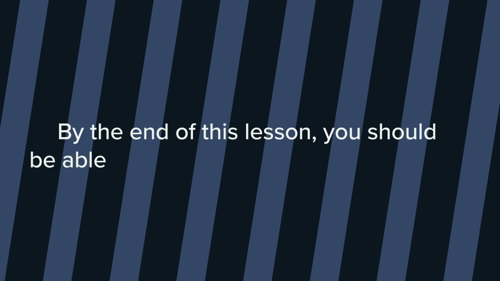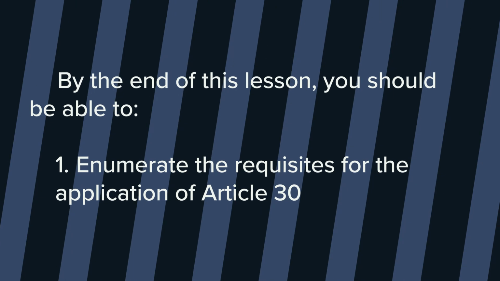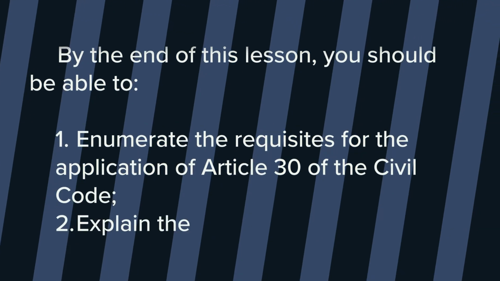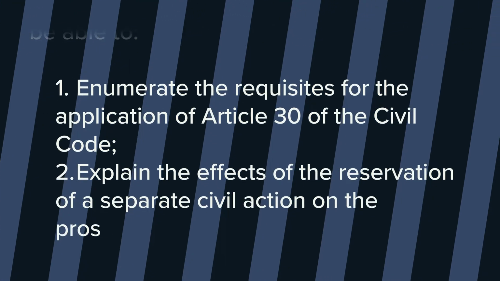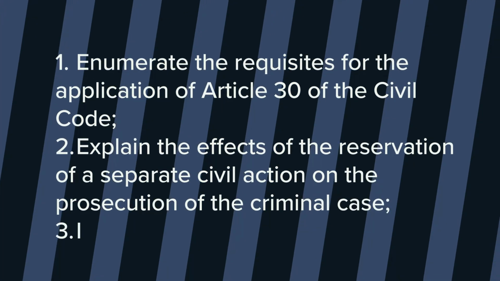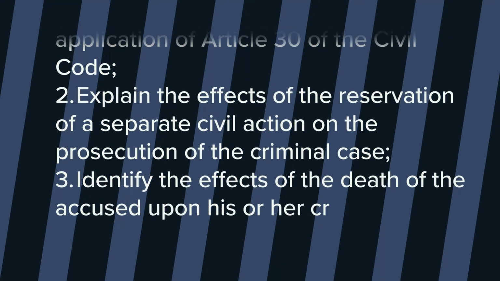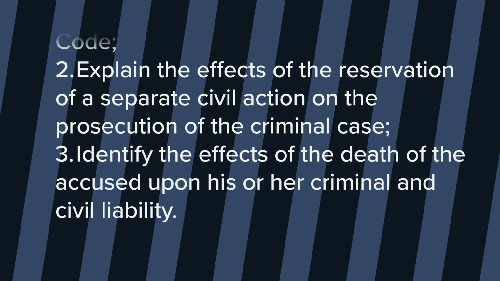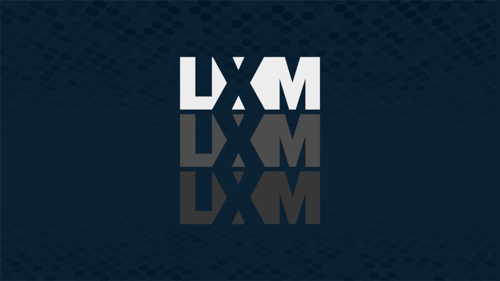By the end of this lesson, you should be able to, number 1, enumerate the requisites for the application of Article 30 of the Civil Code. 2, explain the effects of the reservation of a separate civil action on the prosecution of the criminal case. 3, identify the effects of the death of the accused upon his or her criminal and civil liability. All of this and more coming right up.